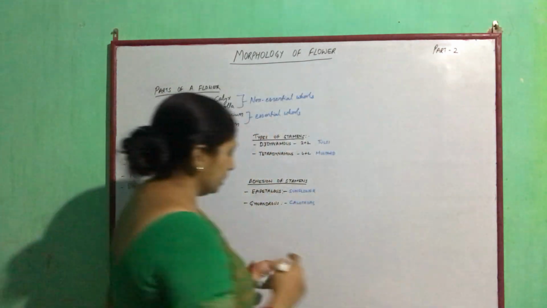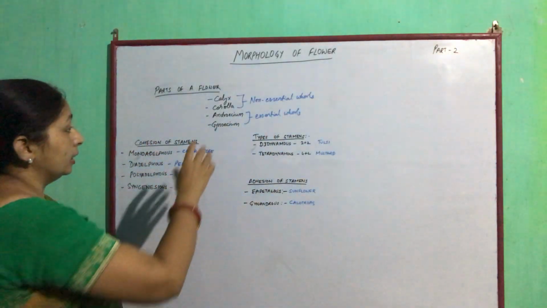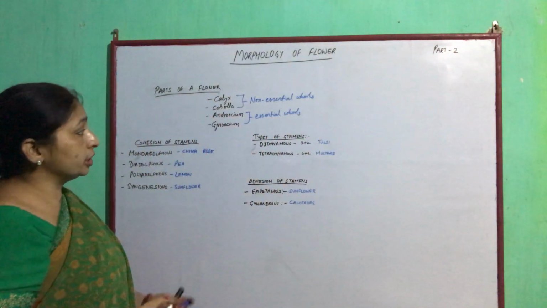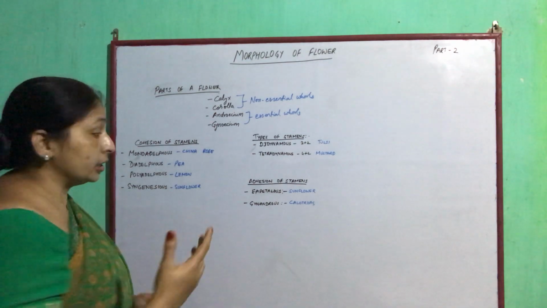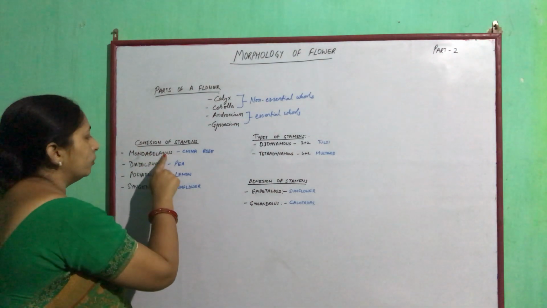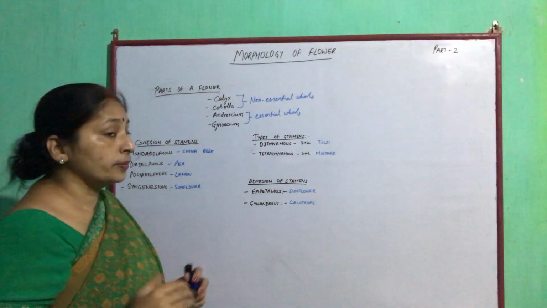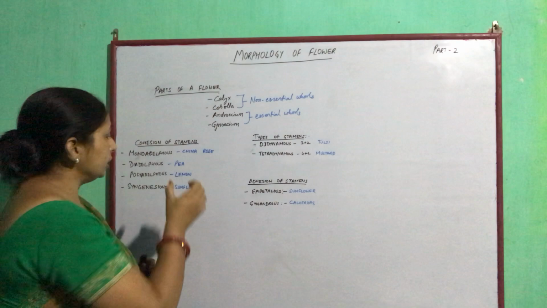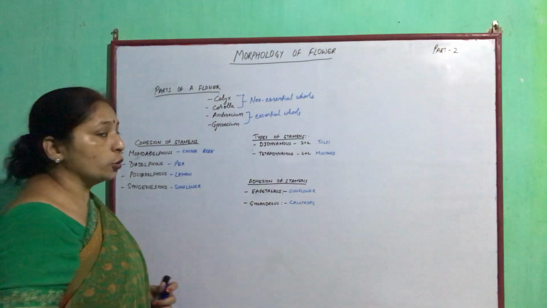Essential and non-essential whorls I have explained. So the attachment of essential whorls like androecium or gynoecium to the respective structures is this. First is cohesion of stamens, how the stamens are arranged. So the first structure is monoadelphous.